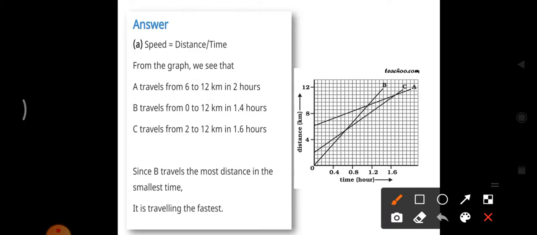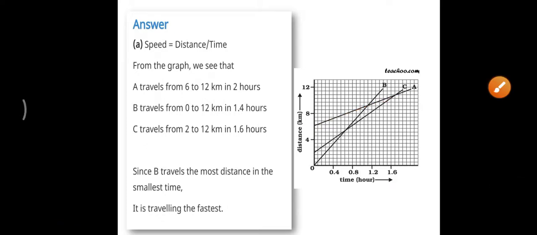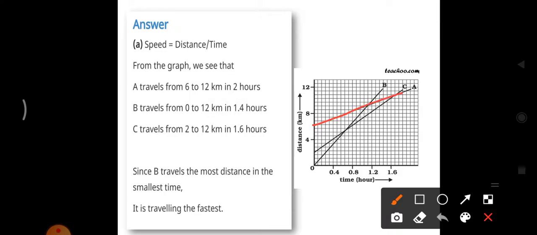First we take A. This is object A. First we will see the distance, 6 and 12. So it travels from 6 to 12 kilometers. See the time: this is 2 and this is 0. So 2 minus 0 is 2. So A travels from 6 to 12 kilometers in 2 hours.